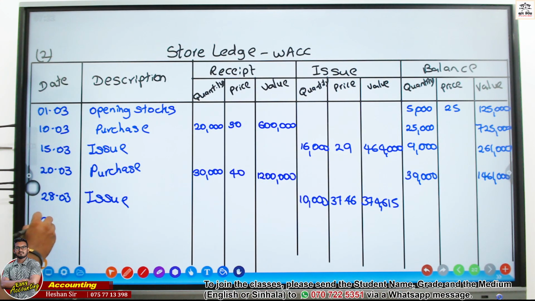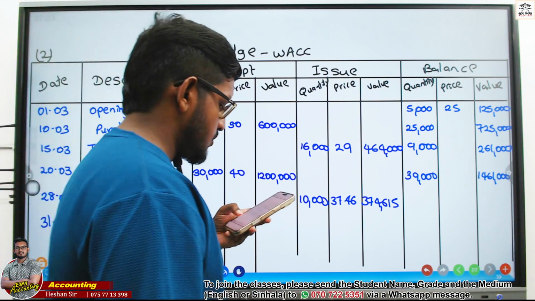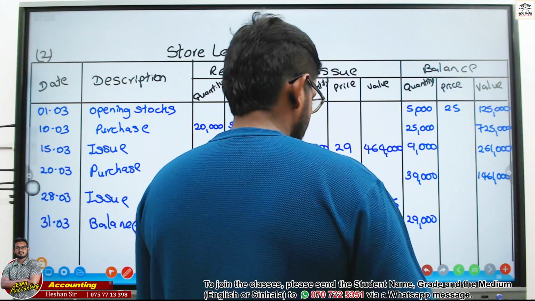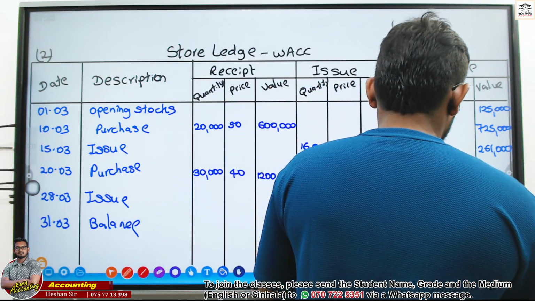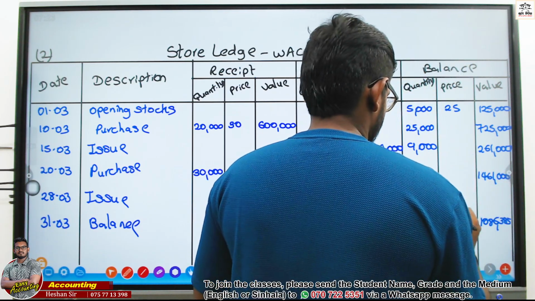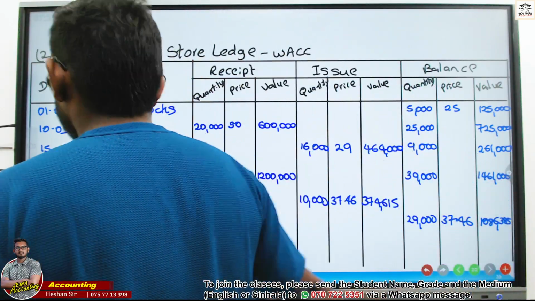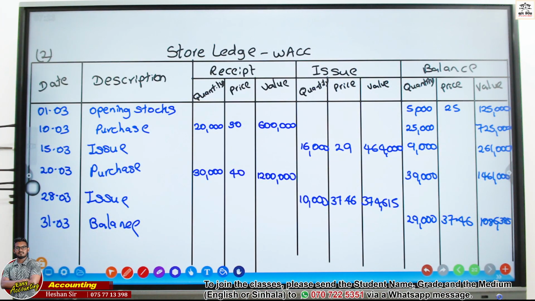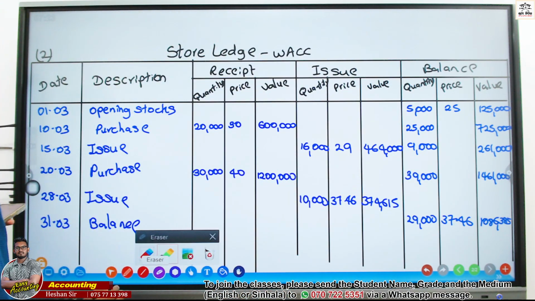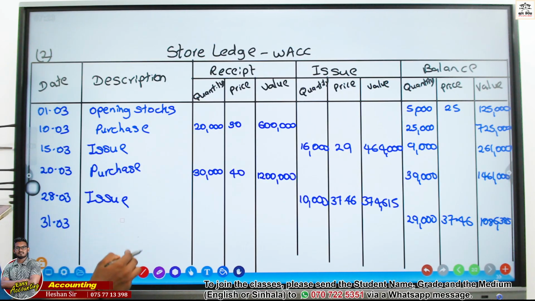Now 31st of March, you can write the balance. So that is 29,000. Once you deduct this from here, 1,086,385. Price is also the same. Divide this one, you will get 37.46. Instead of writing here, I have written in here as the closing stocks. Not the balance, you can write actually the closing stocks. At the closing stocks. Send me a thumbs up. All good. At the closing stock in here.